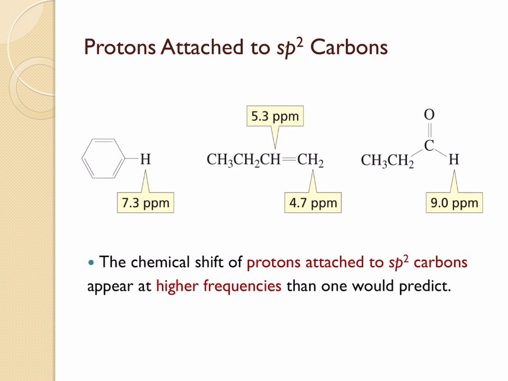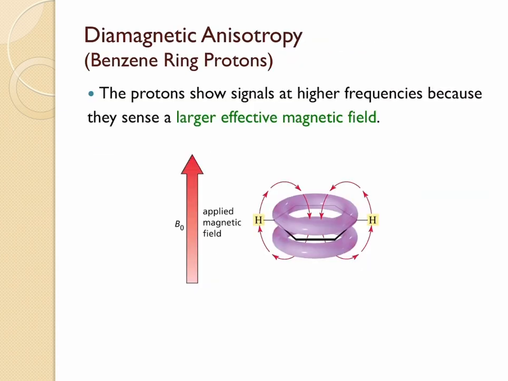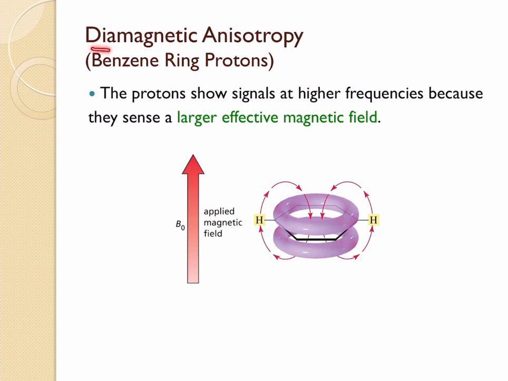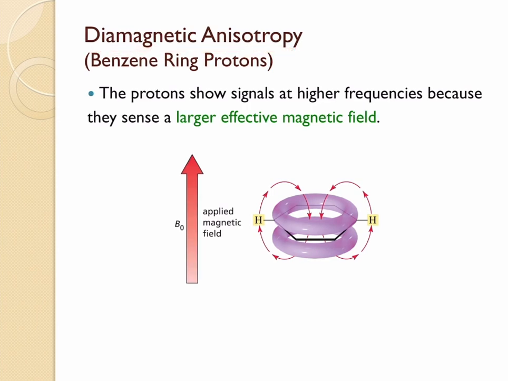When you say anisotropy, it means different in different directions. Now, what is this diamagnetic anisotropy and how is this going to affect the chemical shift of the protons in compounds which have pi electrons? Now, let's do this with an example. Let's take the benzene molecule.